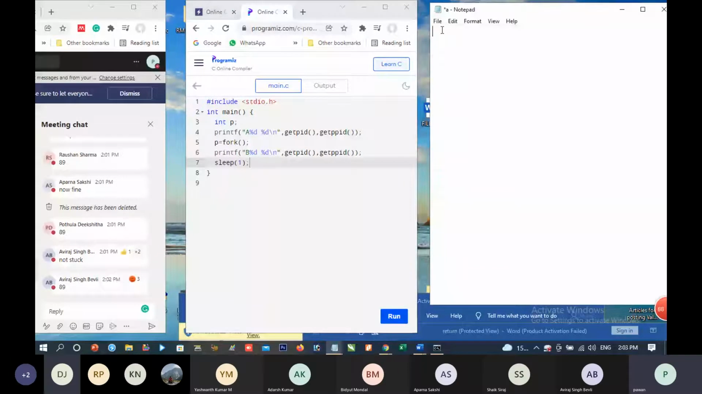Now, let main ID be 34, child be 78, and window be 45. What is the output of the given program? We write it.